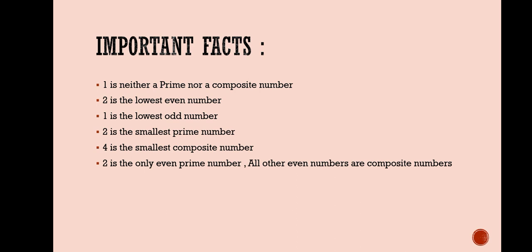2 is the smallest prime number. Which is the smallest prime number? 2. And which is the smallest composite number? That is 4. 4 is the smallest composite number.